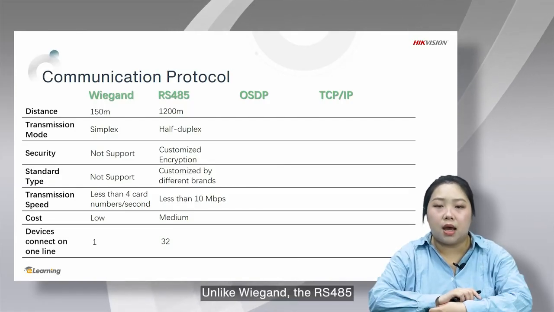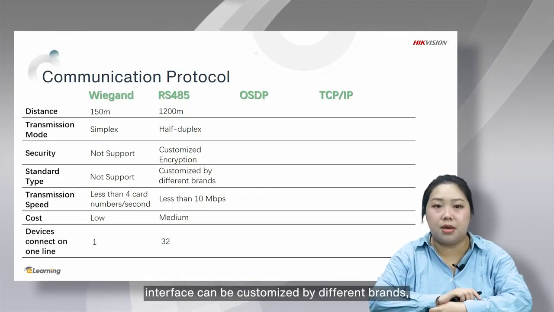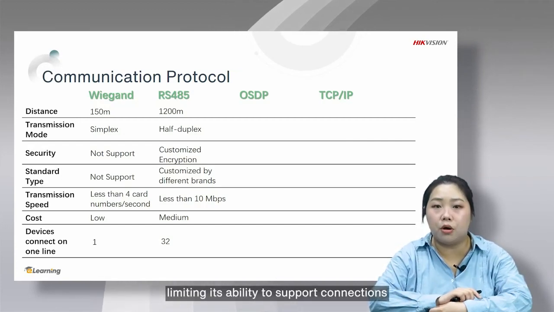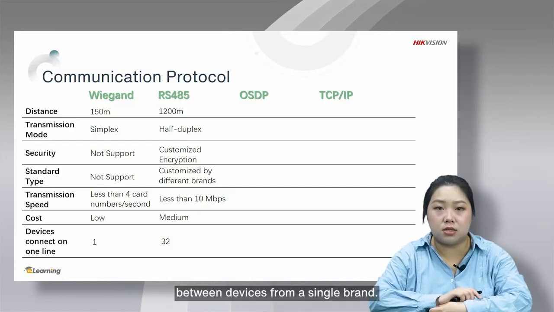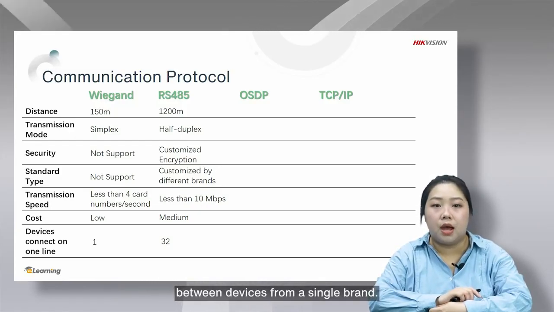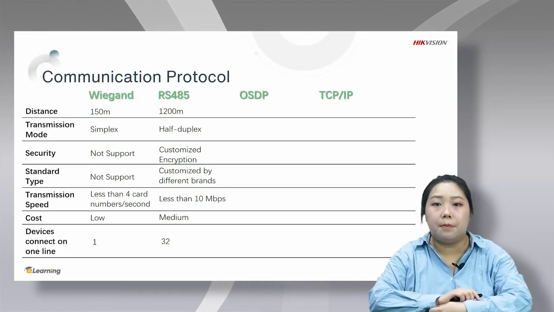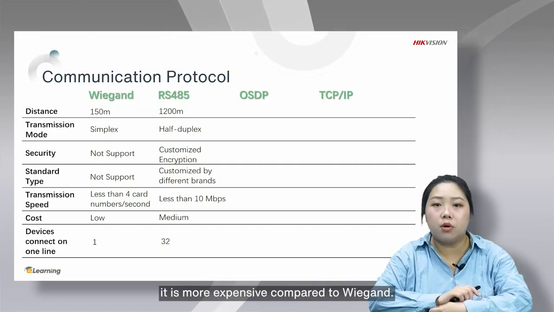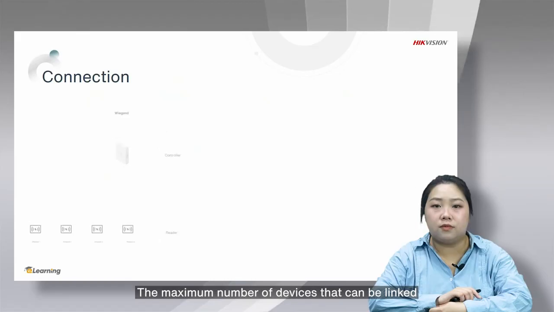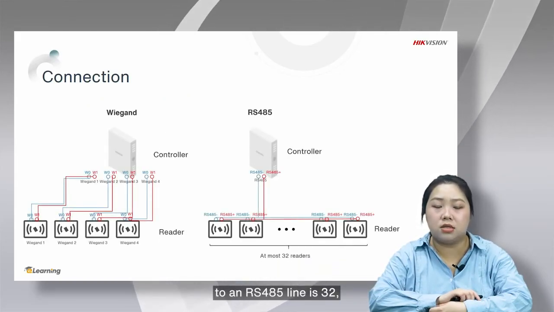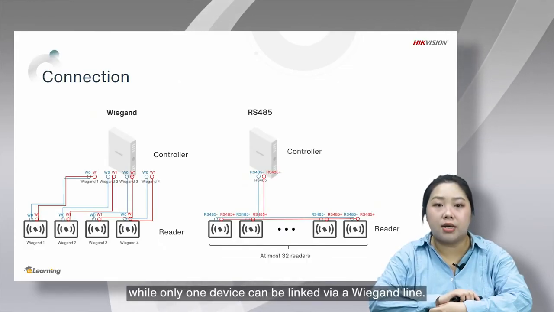Unlike Wiegand, the RS-485 interface can be customized by different brands, limiting its ability to support connections between devices from different brands. And RS-485 offers faster transmission speed than Wiegand, but in terms of cost, it is more expensive compared to Wiegand. The maximum number of devices that can be linked to an RS-485 LAN is 32, while only one device can be linked via a Wiegand LAN.